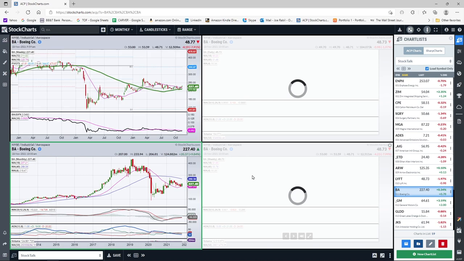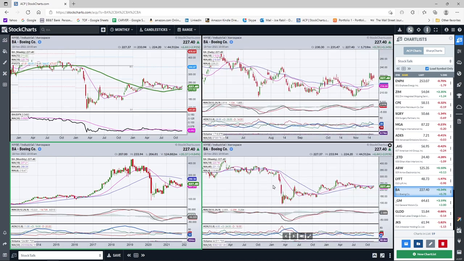Let's look at Boeing. It might be worth looking at the bars on this one too. I do like the looks of the fact that this is breaking this downtrend line, and the 18-month is turning around for the first time in quite a while.